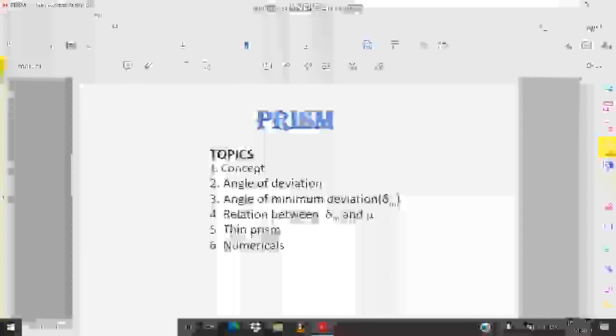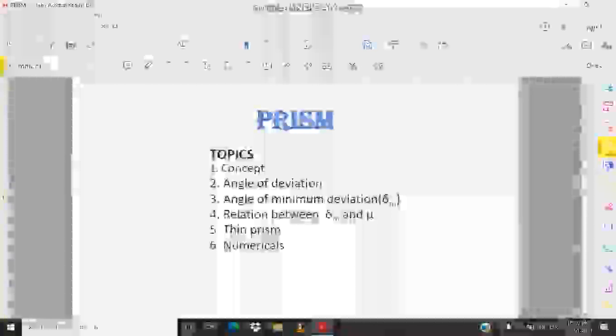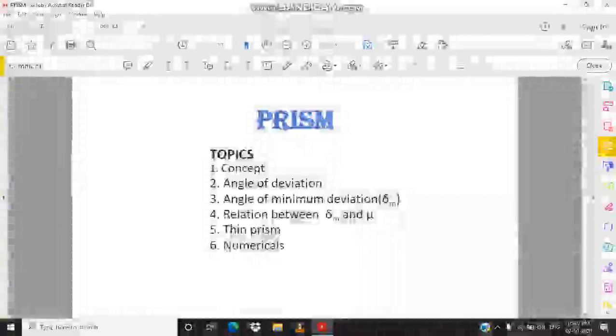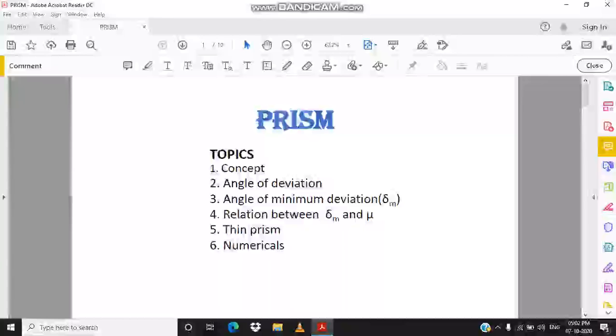Today we will be seeing a new topic called prism. The topics that we will be discussing today are the concept of prism, what is a prism, then the angle of deviation, the angle of minimum deviation, that is del m, and the relation between del m and mu. What is mu? Mu is the refractive index of the prism, which we will be finding the relation of. Then thin prism, and we will see some numericals related to this topic.